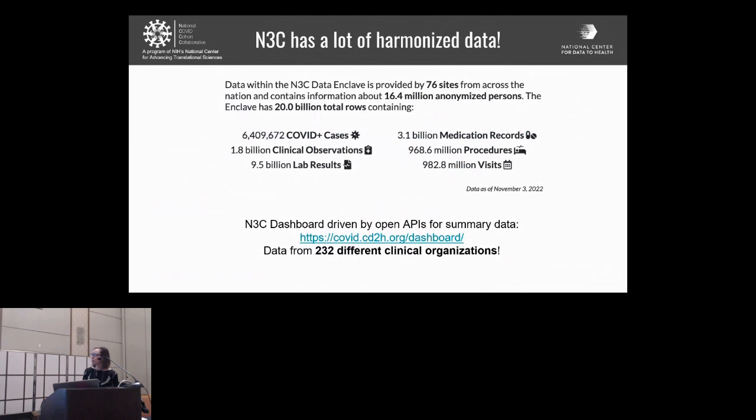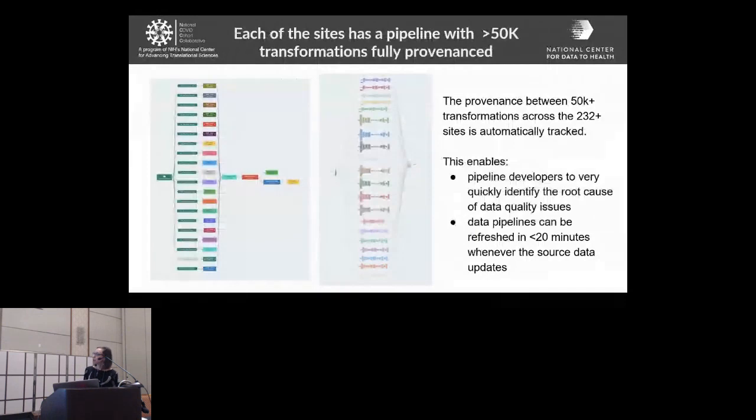And it has data from now 232 different clinical organizations that were transferred by regulatory authorities in 76 different kinds of coordinating units. And it's all driven, there's a dashboard there, so you can go and play around with what kind of data we have in there as summary statistics, all driven by open APIs, and they can also be incorporated into third party. So this is what the pipeline looks like.